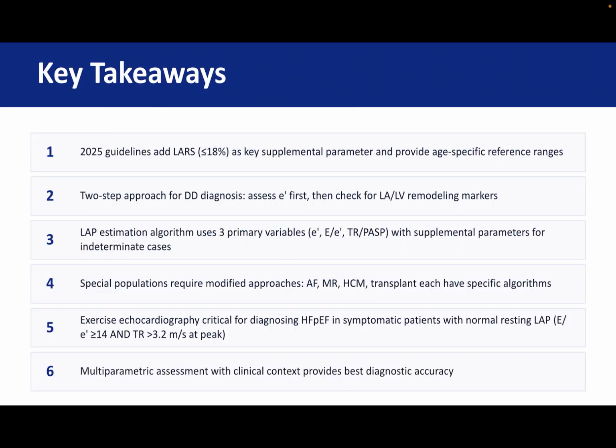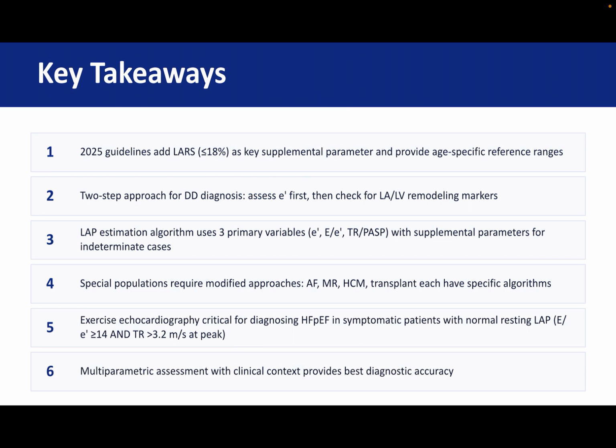Key takeaways. Let me close with the six points I want you to walk away with today. The 2024 guidelines add left atrial reservoir strain less than or equal to 18 as a key supplemental parameter and provide an age-specific reference range. The two-step approach: assess E prime. First, is relaxation impaired, then check LV remodeling markers. Is left atrial pressure elevated?